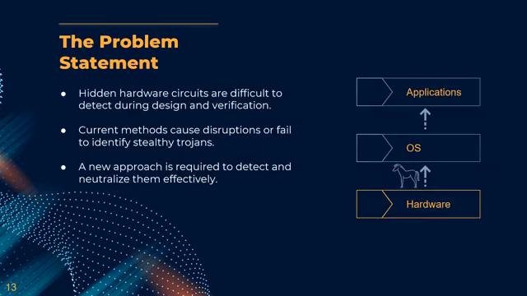This brings us to the core of the issue. Hidden circuits are difficult to detect using conventional design and verification methods. Current approaches either fail to identify stealthy Trojans or cause unacceptable levels of system disruption. Therefore, we need a novel approach that combines scalable, accurate detection with minimal impact on system functionality. This is precisely what BlueChip aims to deliver.